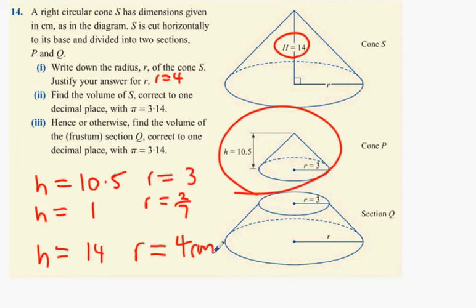Okay. Find the volume of S. How do we find the volume of cone S here, guys? Cone S. Volume of a cone formula: 1/3 pi r squared h. 1/3. What's the pi value for this question? 3.14 times your radius squared and times 14.